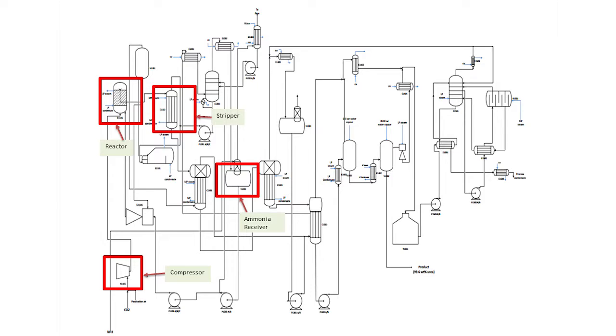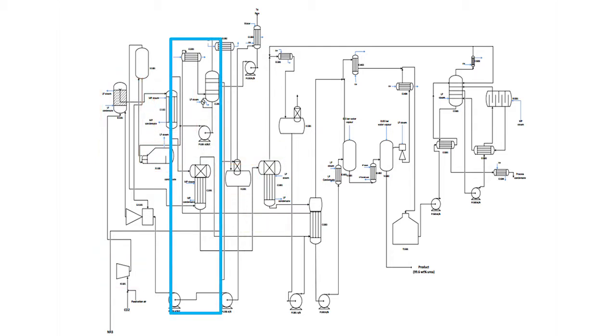The stripper is a falling film heat exchanger which facilitates the decomposition of ammonium carbamate into ammonia and CO2. The off gases from the stripper are sent to the high pressure carbamate receiver, where they are condensed to form ammonium carbamate. Next, we are at the medium pressure section.